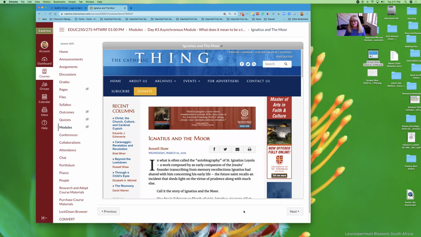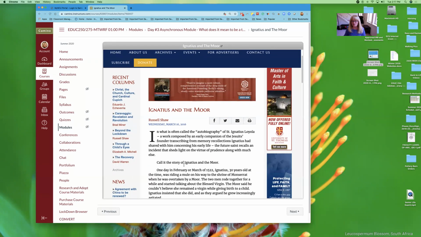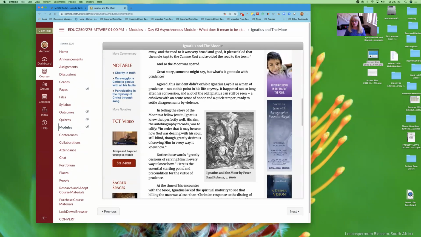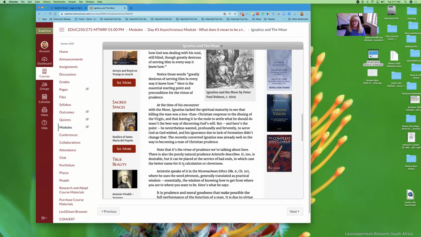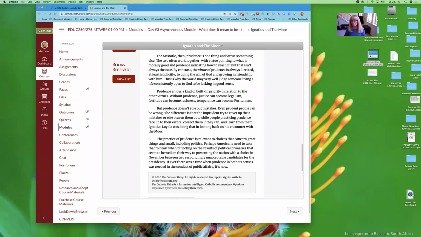There was an event that happened in St. Ignatius's life with a Moor that brought him to a crossroads in his life. So what you want to do is read through this article, because this article points out what that event was and how that affected his life. It's where he developed prudence. Up until this point in his life, he was very off the wall, wild and uncontrolled, had no prudence at all. And then after this event, prudence started kicking in and he developed wisdom.